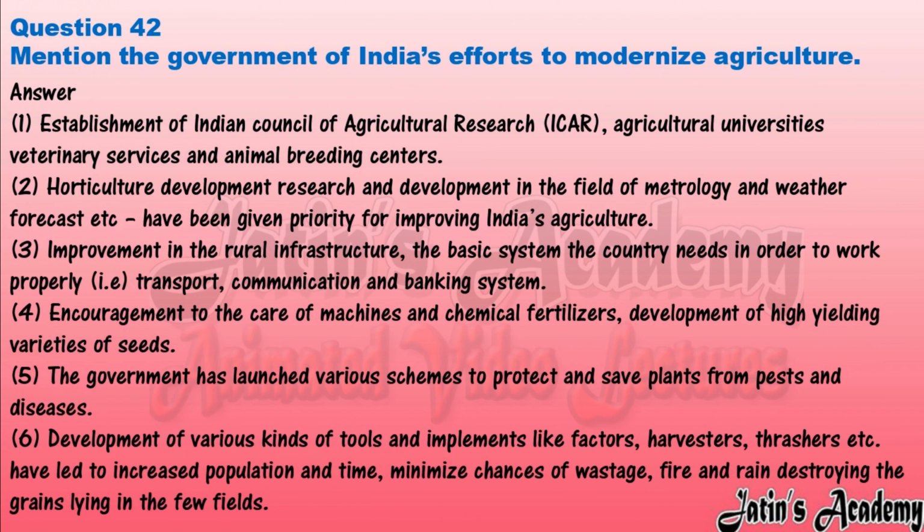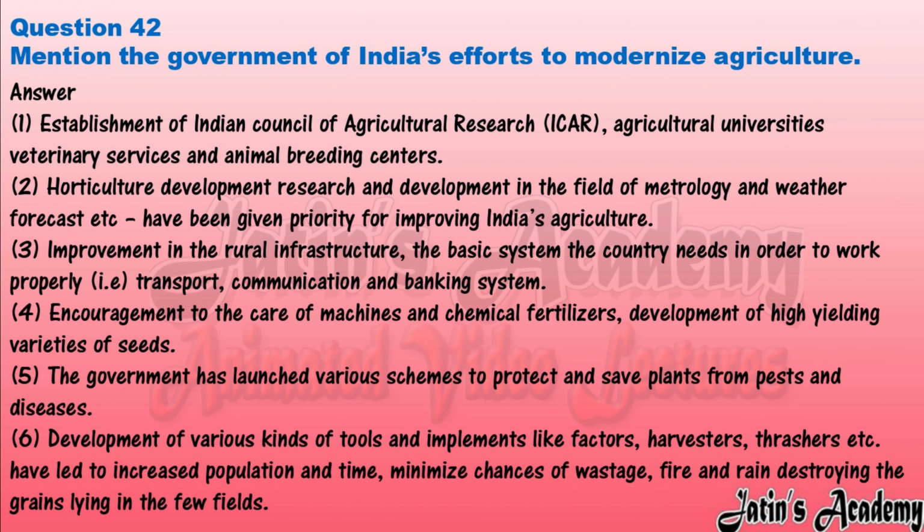Question 42. Mention the Government of India's efforts to modernize agriculture. Answer: 1. Establishment of Indian Council of Agricultural Research, ICAR, agricultural universities, veterinary services, and animal breeding centers. 2. Horticulture development, research and development in the field of meteorology and weather forecast, etc., have been given priority for improving India's agriculture. 3. Improvement in the rural infrastructure, the basic system the country needs in order to work properly, i.e., transport, communication, and banking system.